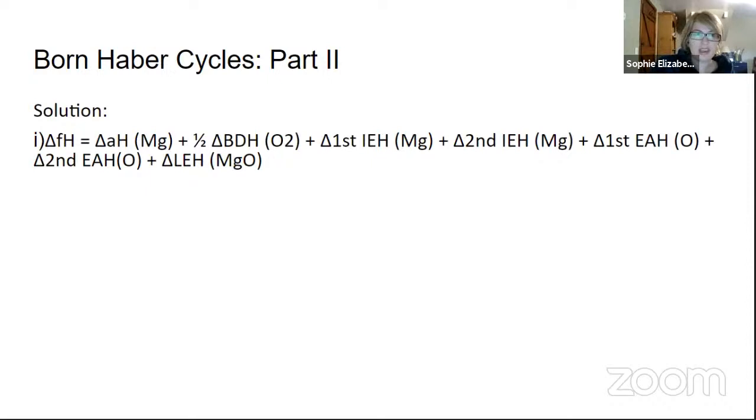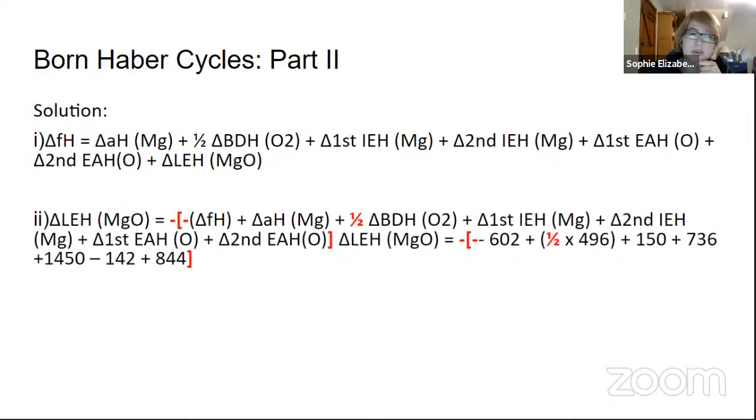So all of these H's are just the different enthalpy changes we've talked about. The delta F is basically formation, then you've got your bond dissociation energies, your first ionization, and finally the lattice enthalpy. So this first one is just the equation representing Hess's law. So that LEH at the end is what we want. So we rearrange that, so we're basically turning the signs round.